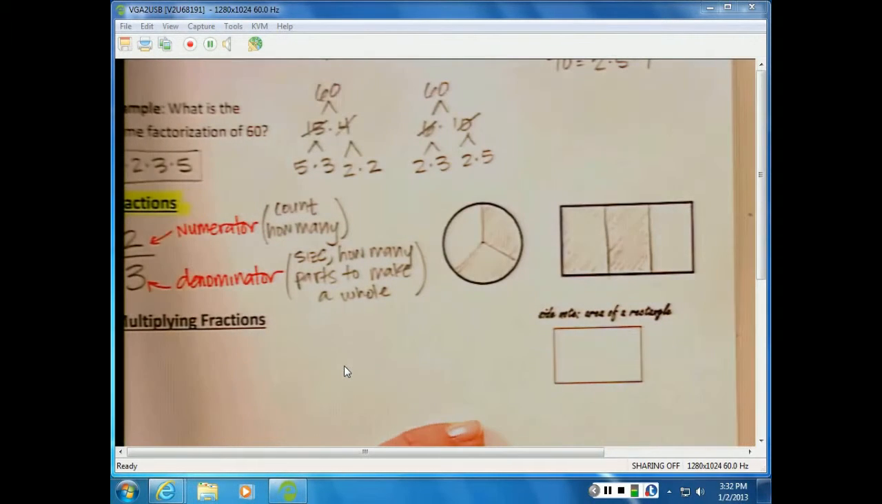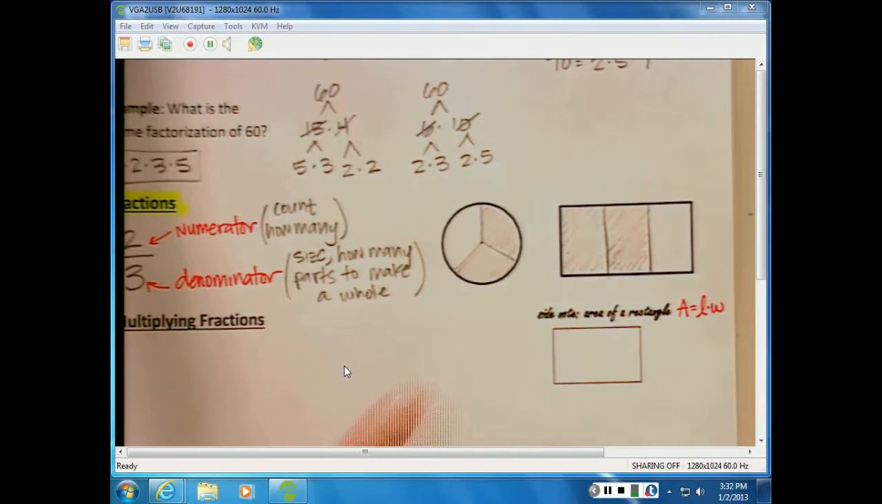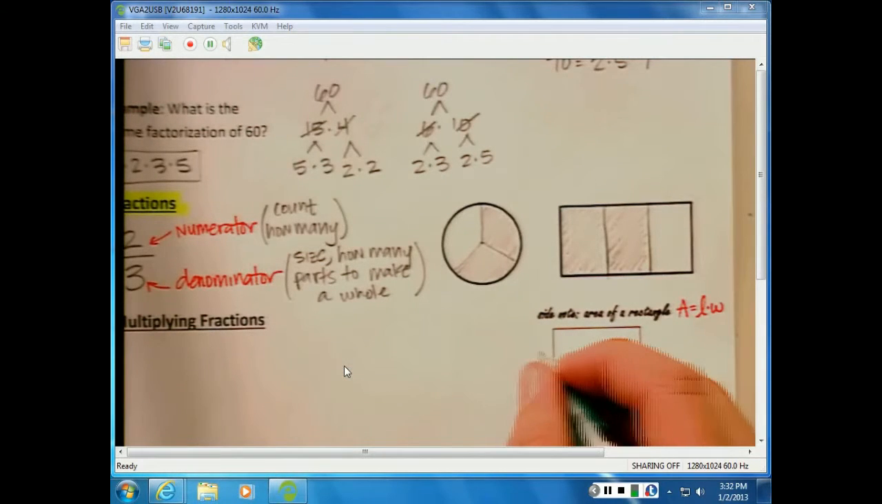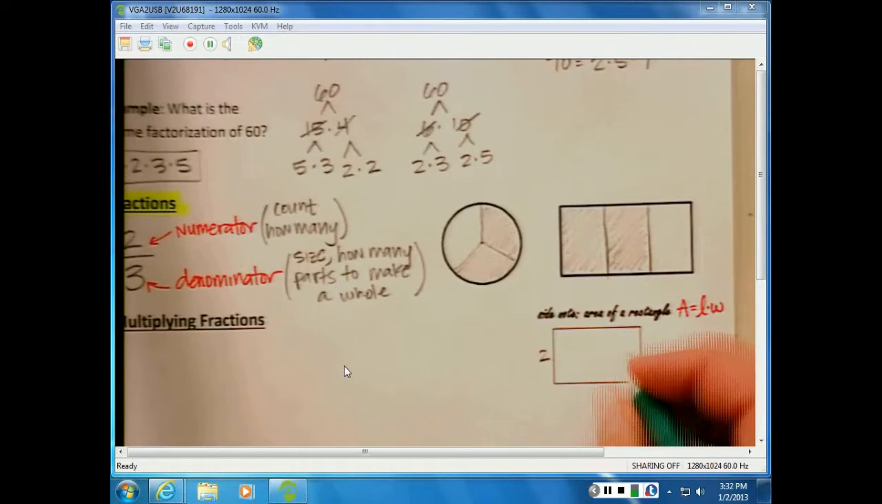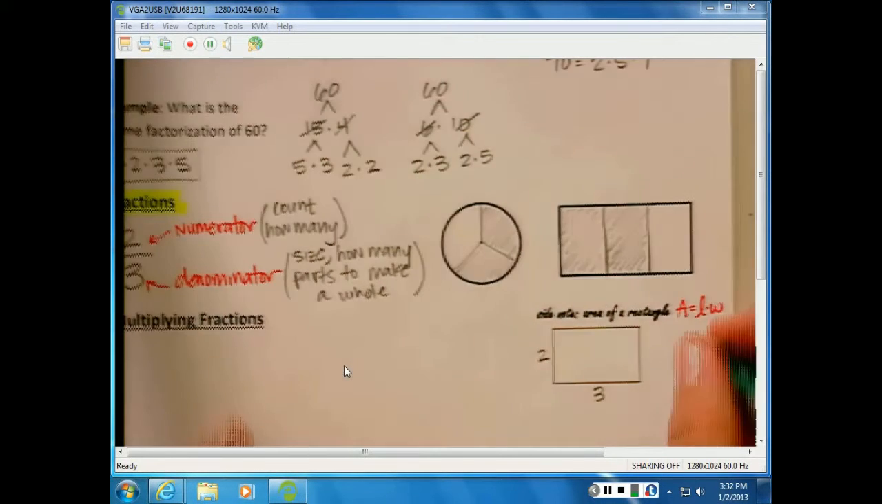How to calculate area of a rectangle before. We use the formula area equals length times width. So let's suppose that I told you that this had a length of 2 and a width of 3. What would the area be? Well, the area would be 2 times 3, the area would be 6.